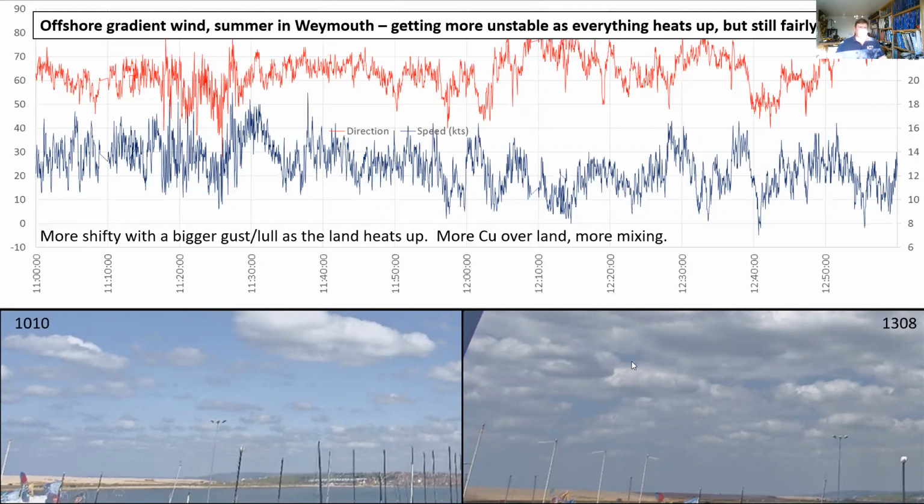And you can see that it started from about midday. It started to go left and right a lot more, so becoming less steady. And also the gust to lull is increasing through the early afternoon as well. That's from 16 all the way down to about 7 knots. That's getting quite unsteady and quite unstable there. So a nice example again of your instability and your unsteadiness increasing with surface heating.